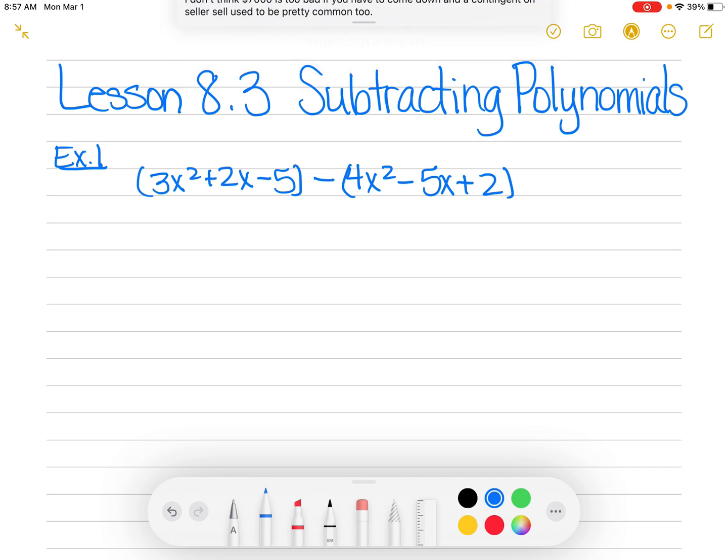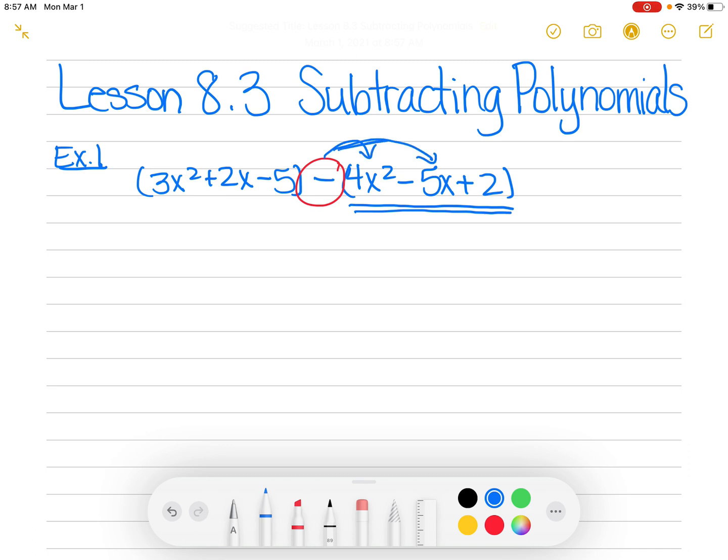Now remember, a minus means you're going to do the opposite, right? So when we subtract this, we're going to change all of these numbers right here to their opposite. So it's like distributing out that negative sign. That's another way to look at it. So I'm going to rewrite this, and I'm going to take away all the parentheses, but I'm going to change everything over here to their opposites. So instead of 4x squared, we're going to have negative 4x squared. Instead of minus 5x, we're going to have plus 5x because that's the opposite. And then instead of plus 2, we're going to have minus 2.